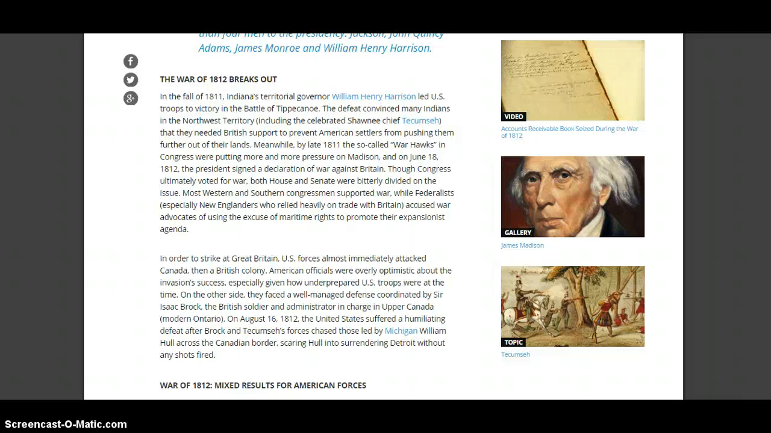Meanwhile, by late 1811, the so-called war hawks in Congress were putting more and more pressure on Madison, and on June 18, 1812, the President signed a declaration of war against Britain.